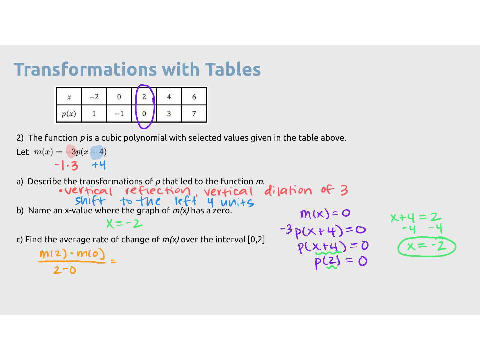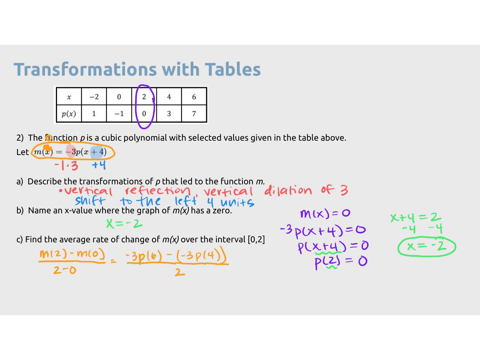Okay, again, function m I can only describe based off of function p, so I'm going to think about plugging that set of x values into function m to find those y values. So I'm talking about the numerator of this average rate of change difference quotient. If I plug 2 into this equation for m of x, I would get -3 times p of 2 plus 4, which will give me 6. And then when I plug in 0 into that function, I would get -3 times p of 4.